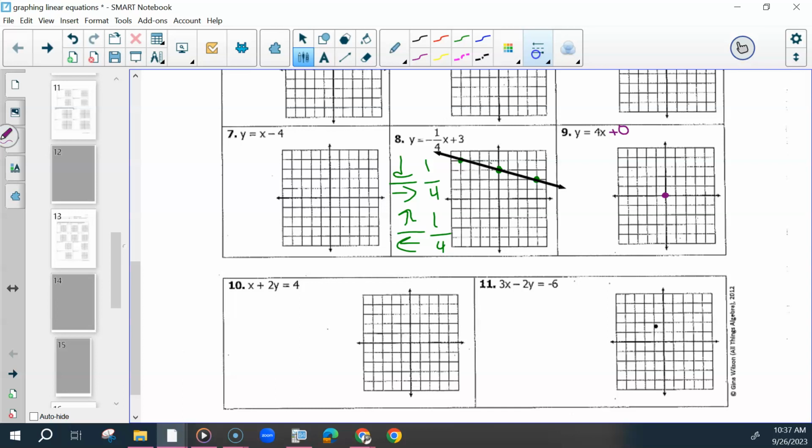And then our slope is positive, so we can go what directions to get a positive slope? Up and right. So this would be up 4 over 1. And then the other directions? Down 4, left 1. And then connect your points with your ruler and make a line.